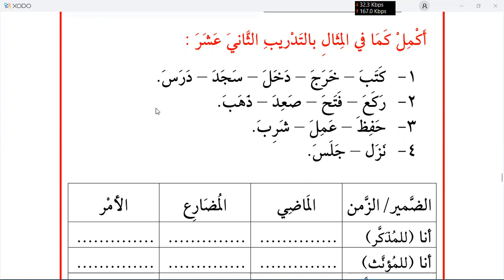Miss Maryam. Zahaba. He went. Mudari: yazhabu. Dual masculine, yazhabani. Yazhabuna. Then tazhabu, tazhabani, yazhabna. Then tazhabu, tazhabani, tazhabuna, tazhabina, tazhabani, tazhabna, azhabu, nazhabu.